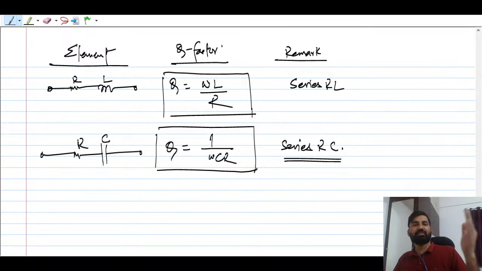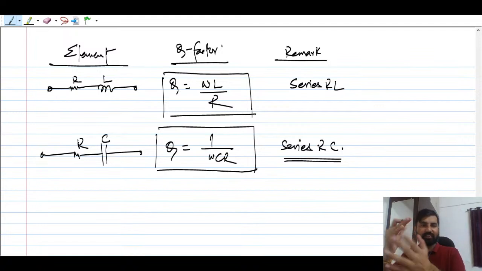Suppose at a certain frequency some Q is given. Then at another frequency, what will that Q be? So don't take it that Q is proportional to frequency. You need to find L by R, and then you can plug that in, because L by R will be constant and your omega is varying. You can find L by R, the time constant of the circuit, and then go ahead. This kind of question has been asked in the instrumentation branch.